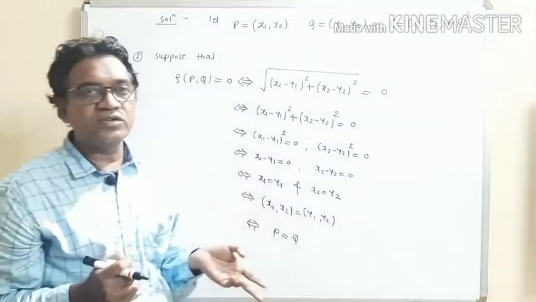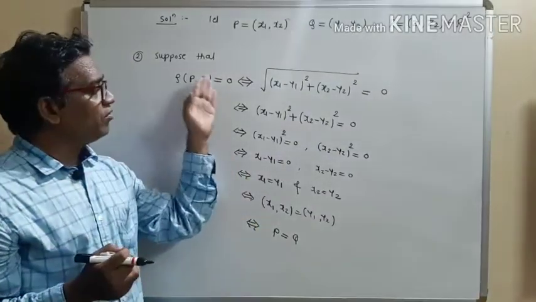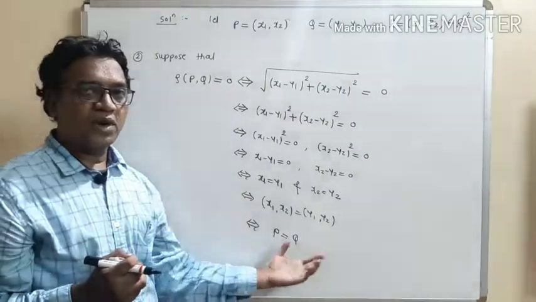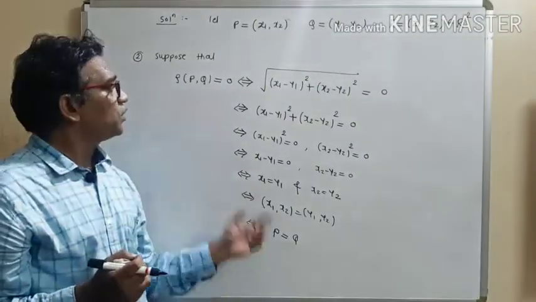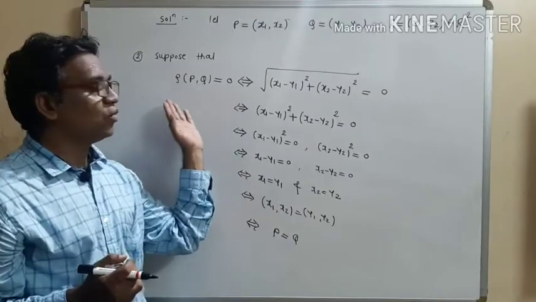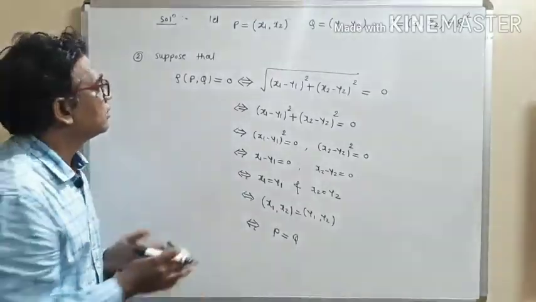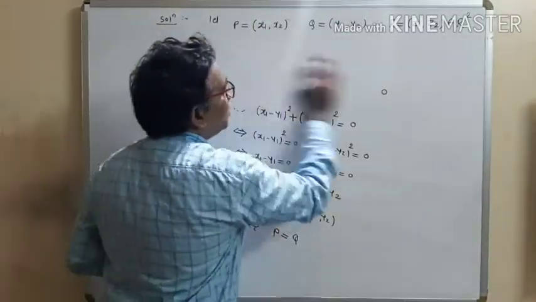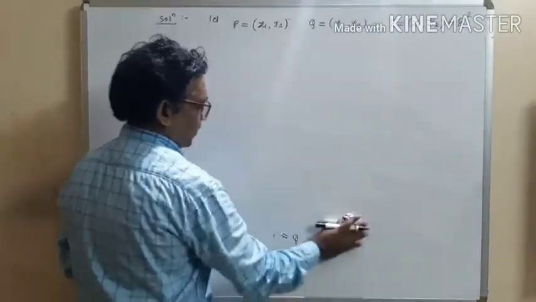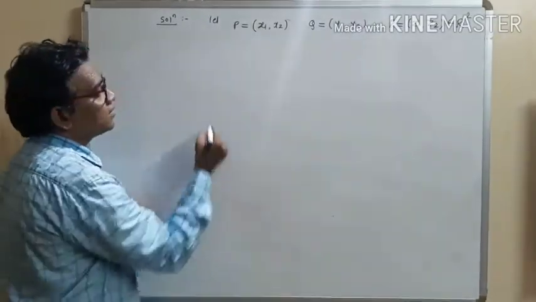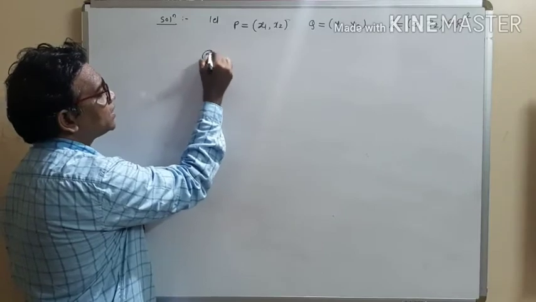So this is our second condition. What is the second condition? Suppose that rho of PQ equal to 0, then prove that P equal to Q, and there is a converse. If P equal to Q, then we can show that rho of PQ equal to 0. Now prove the third condition. This is the symmetric property. So write down number 3.